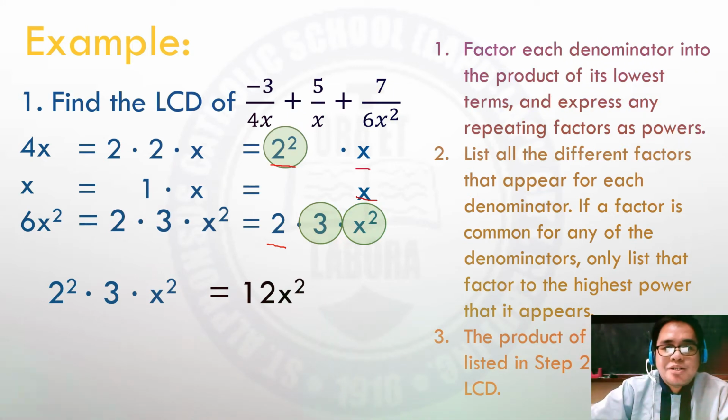And according to the third rule of getting the LCD, the product of the factors listed in step 2 will be the LCD. Therefore, the LCD is 12x squared.